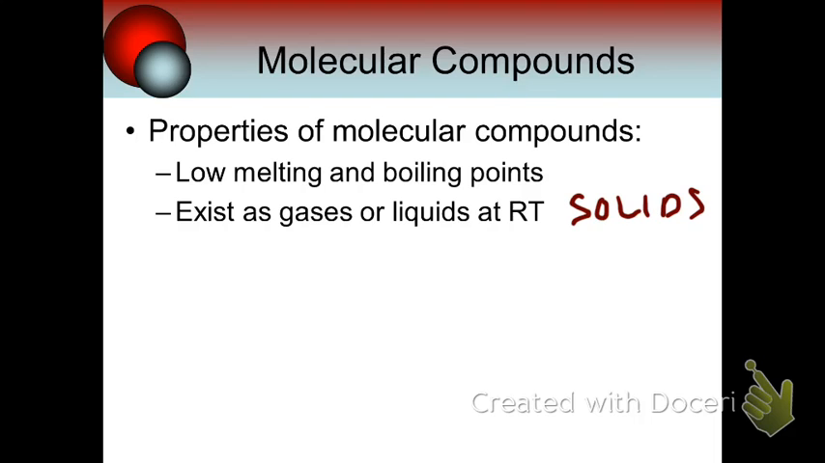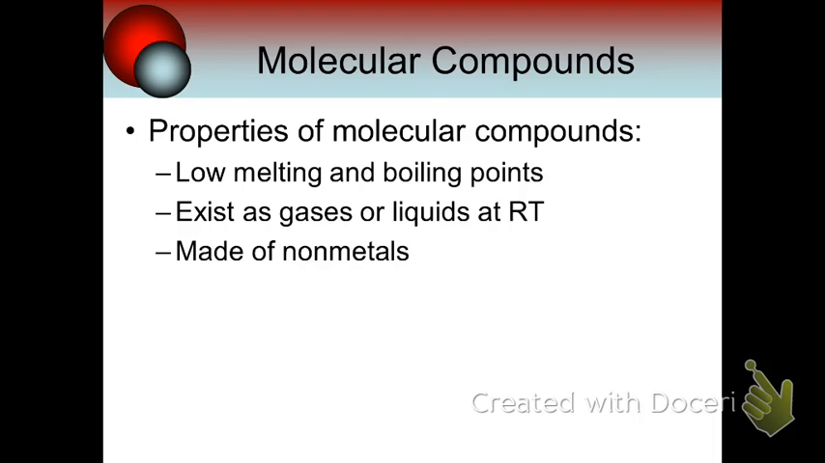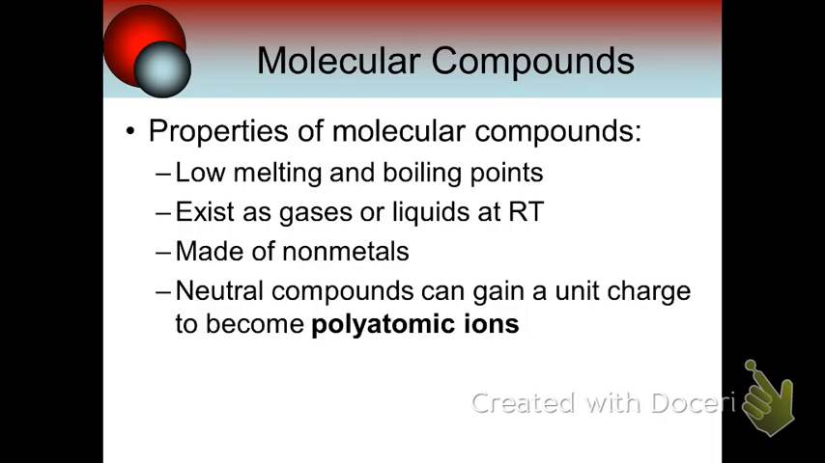And of course, as we said many times, they're made of nonmetals. That's obvious. And again, when you see these polyatomic ions, keep in mind that those polyatomic ions are made with covalent bonds as well. Even though they might participate in an ionic bond, the things that hold the sulfur and the oxygens together in sulfate are covalent bonds. And they're molecular compounds.